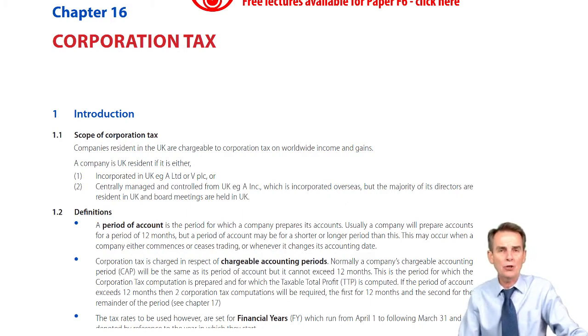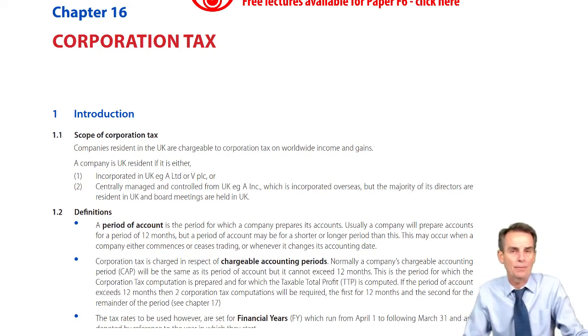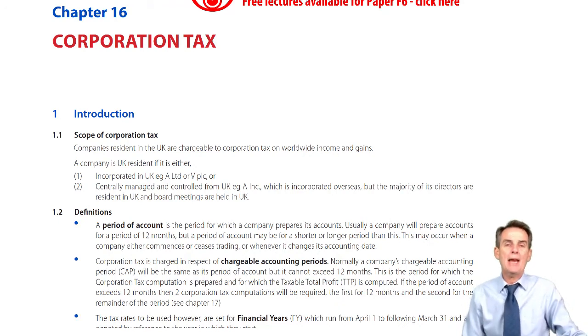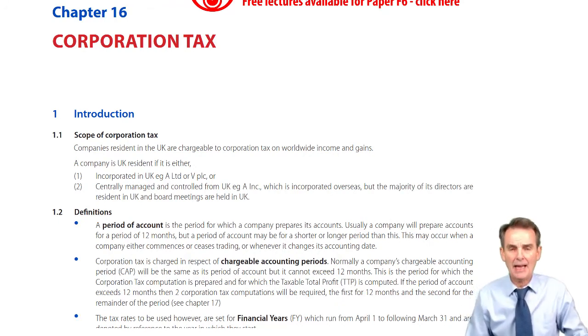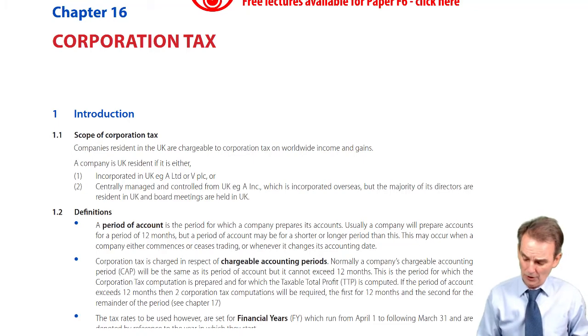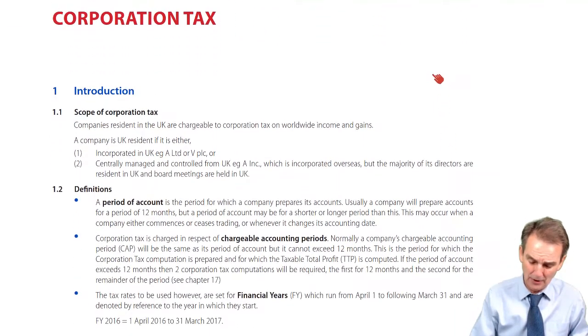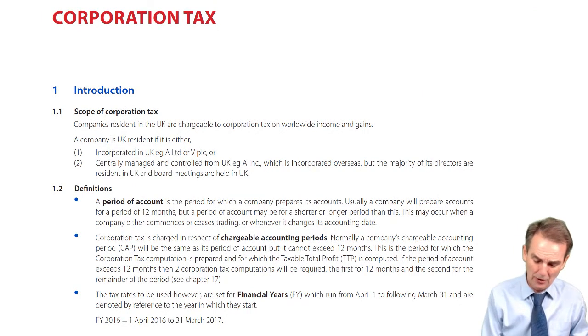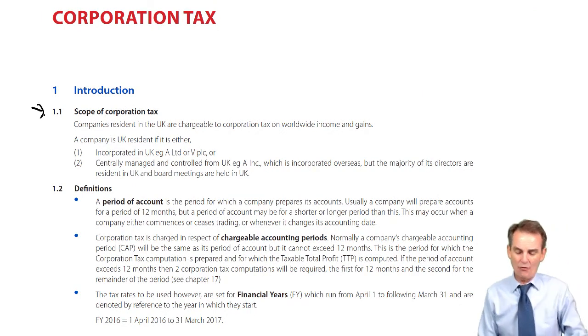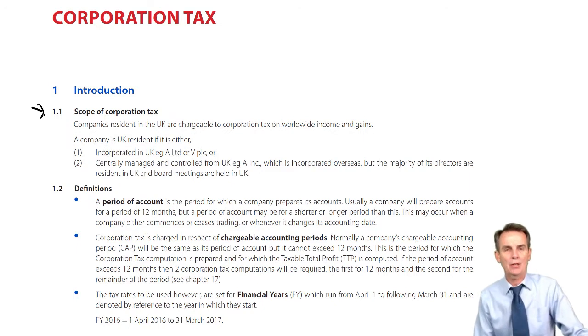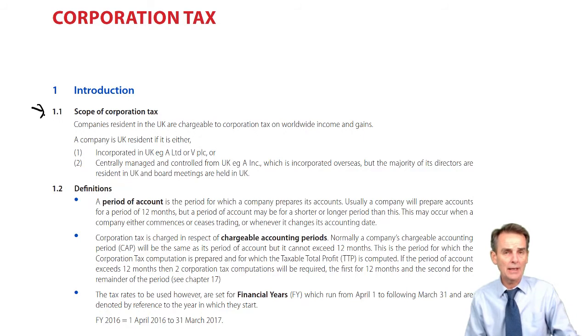Now, in terms of corporation tax, first thing that we need to know is its scope. Who is going to pay corporation tax? And the answer to that, as you'll see here in your notes, page 105 at the beginning of chapter 16, who pays corporation tax? It will be a UK resident company. UK resident companies are liable to UK corporate tax on their worldwide income and gains. Notice their income and gains.